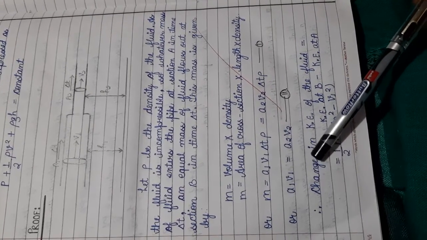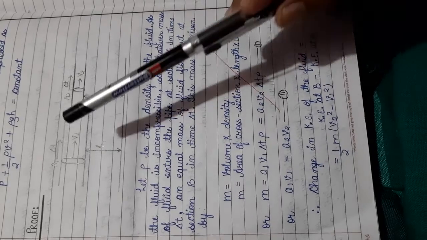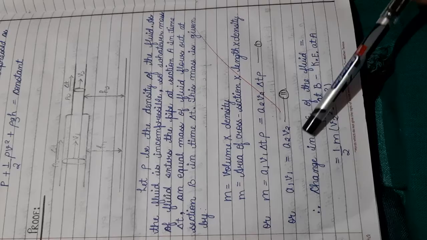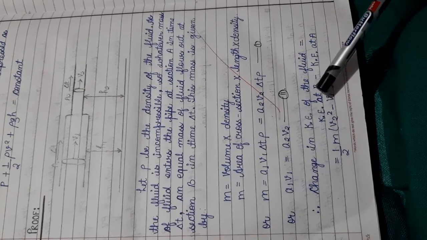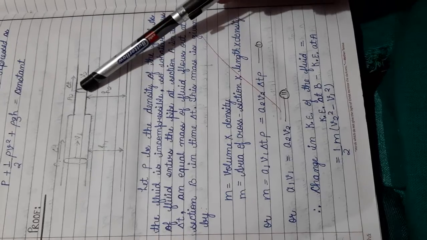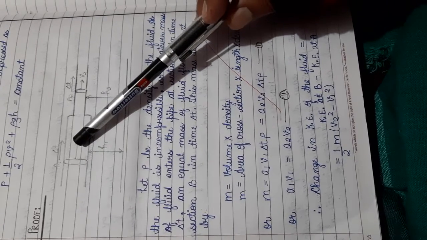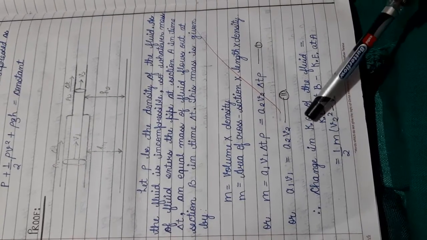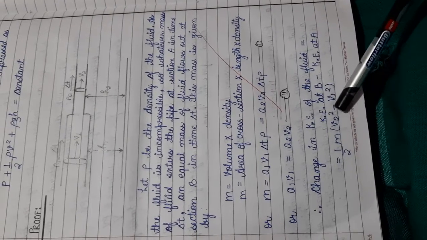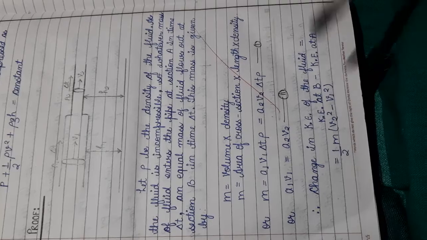Change in kinetic energy. Definitely, because velocity is changing, kinetic energy will change. So the change in kinetic energy of the fluid is the kinetic energy at point B minus the kinetic energy at point A. Why B? Because here velocity will be more and here velocity will be less. So this is the change in kinetic energy. Understood?